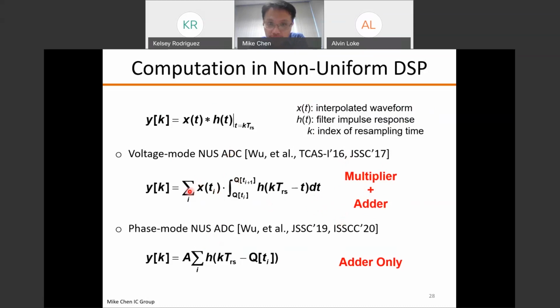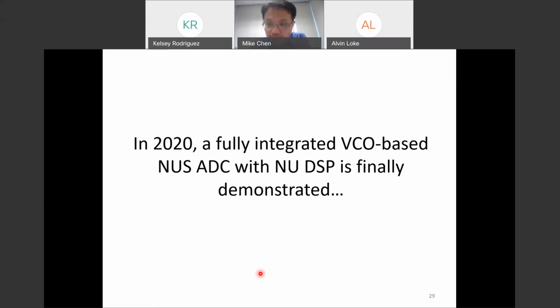Basically what happens is that if I use the voltage domain non-uniform sampling ADC, as I showed you before, we need multipliers and we also need adders to do that dynamic FIR filter. Now, if we do the non-uniform sampling in the phase domain, it turns out that because of that differentiation, we just need adders. You basically just add the different sample points of that filter response, sum them together, and that's it. So we are pretty excited about this. Not only does it help you simplify the front end to do the time comparison, it also helps you on the non-uniform DSP.